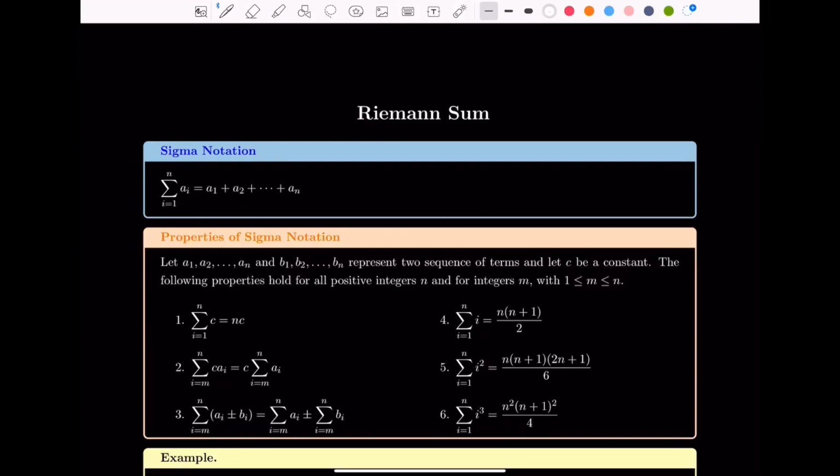In this video, we will talk about an important concept in integral calculus, Riemann sum. Before we actually talk about Riemann sum, let's first introduce the sigma notation. The sigma notation has three parts.